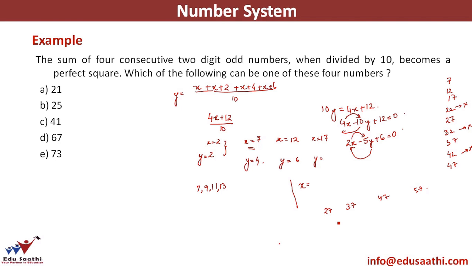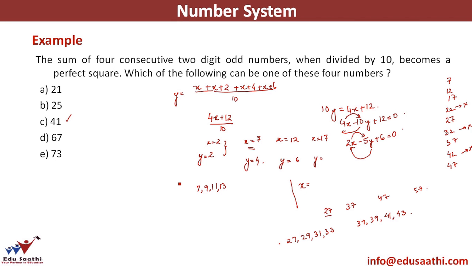Now if you look at consecutive numbers, when I start with 27, it will be 27, 29, 31 and 33. These will be the 4 consecutive numbers that I have. None of them is an option, so I will not proceed ahead with them. 37. So the numbers would be 37, 39, 41 and 43. These are the 4 set of numbers that I have. Now out of this, 41 is there in the option that I have. So what I'll do is, I'll just hold here.